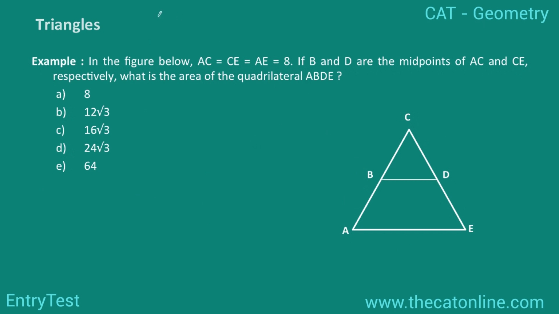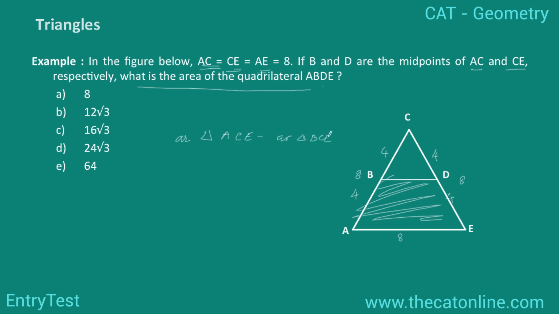Let's look at an example. In the figure below, AC is equal to CE is equal to A. That means it is an equilateral triangle which is given to us. B and T are the midpoints of AC and CE, so that means this is 4, this is 4, this is 4 and this is 4. What is the area of the quadrilateral ABTE? I need to find out the area. Now look at it. Area of the quadrilateral can be found out as area of the bigger triangle ACE minus area of the smaller triangle BCE.